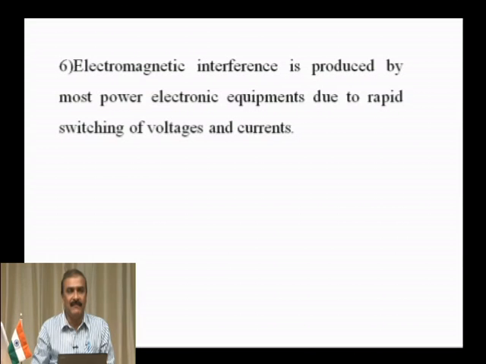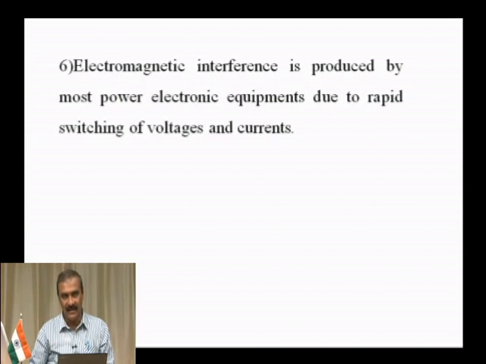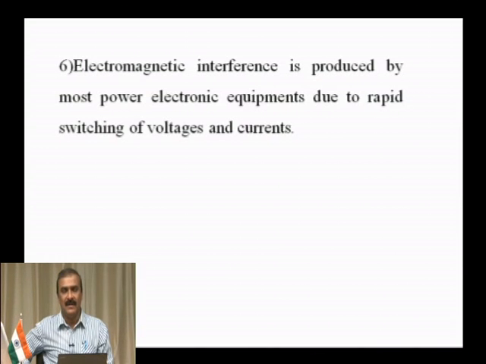Then electromagnetic interference is produced by most power electronic equipment due to rapid switching of voltage and current. We have studied about this rapid switching. All these power semiconductor devices, whatever you have studied, are switching devices. They are mostly used as switches, maybe your power diode, power MOSFET, IGBT, GTOs or whatever it is. This causes your electromagnetic interference. So these are the list of sources.